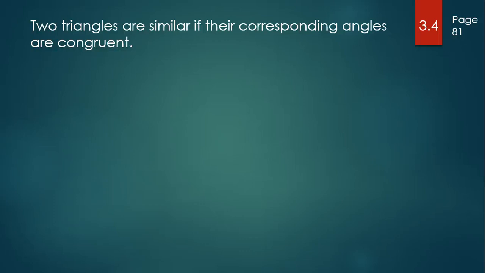Now we'll be talking a lot about triangles, although the things that we're going to talk about in terms of similarity apply to other shapes as well. So two triangles are similar if their corresponding angles are congruent. These two triangles are similar. Now it's not obvious from looking at them that they are, because we really don't know anything about the two triangles.